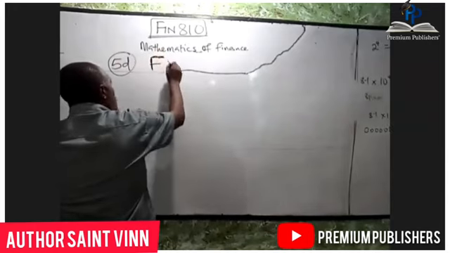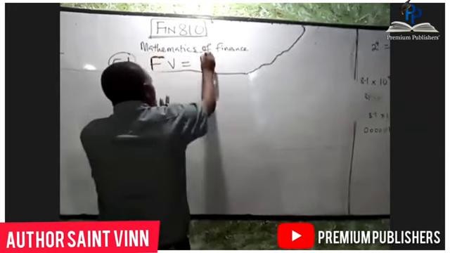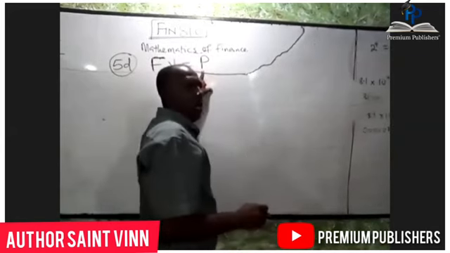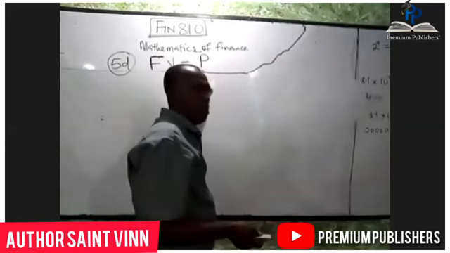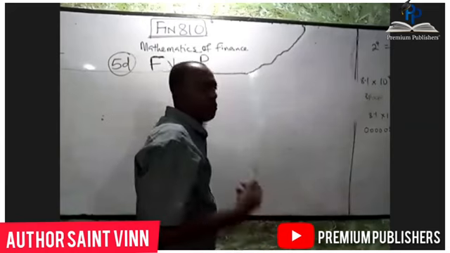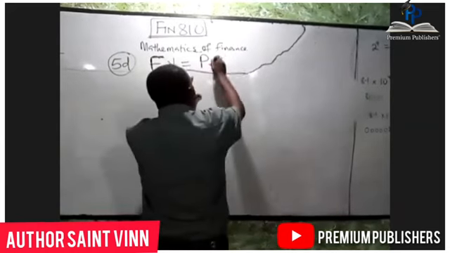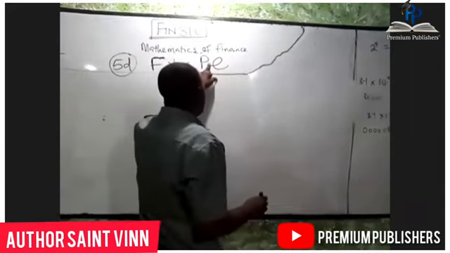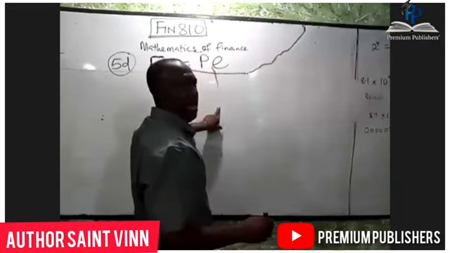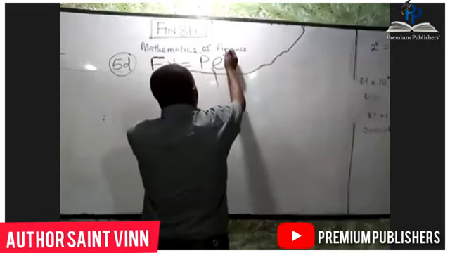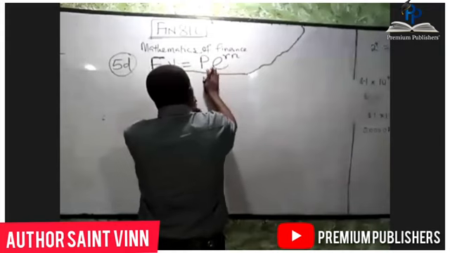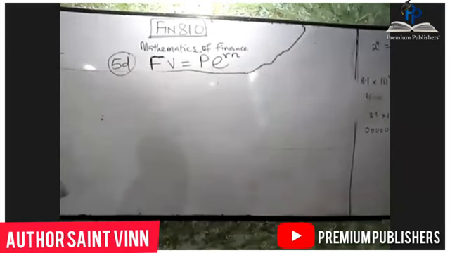Continuously, our future value will be equal to P. Our P now is the present value. Just P multiplied by E. The E that you are seeing here is an exponent, raised to the power R times N. Are you with me?